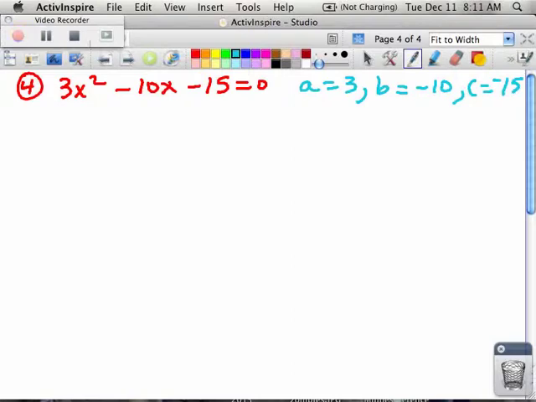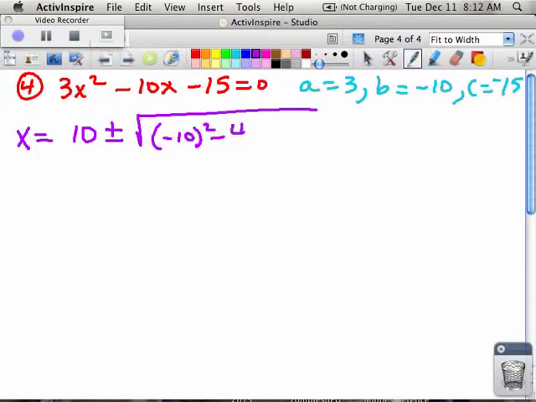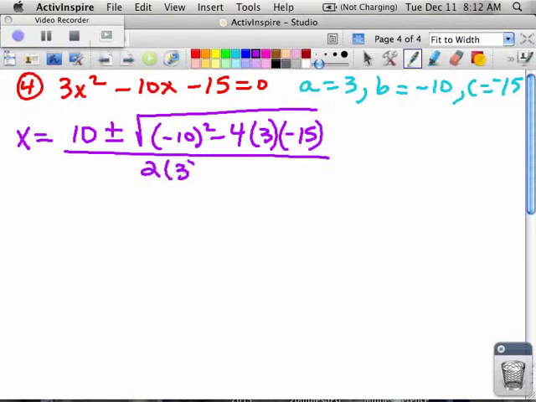So again, I like to write those down. That way I know how to use my formula properly. When we write these down in the formula, that means that my x will be equal to the opposite of b. Since my b was negative 10, my opposite of b will be positive 10, plus or minus the square root of my b squared, so negative 10 squared, minus 4 times the a times the c. And all of that is over 2 times my a.